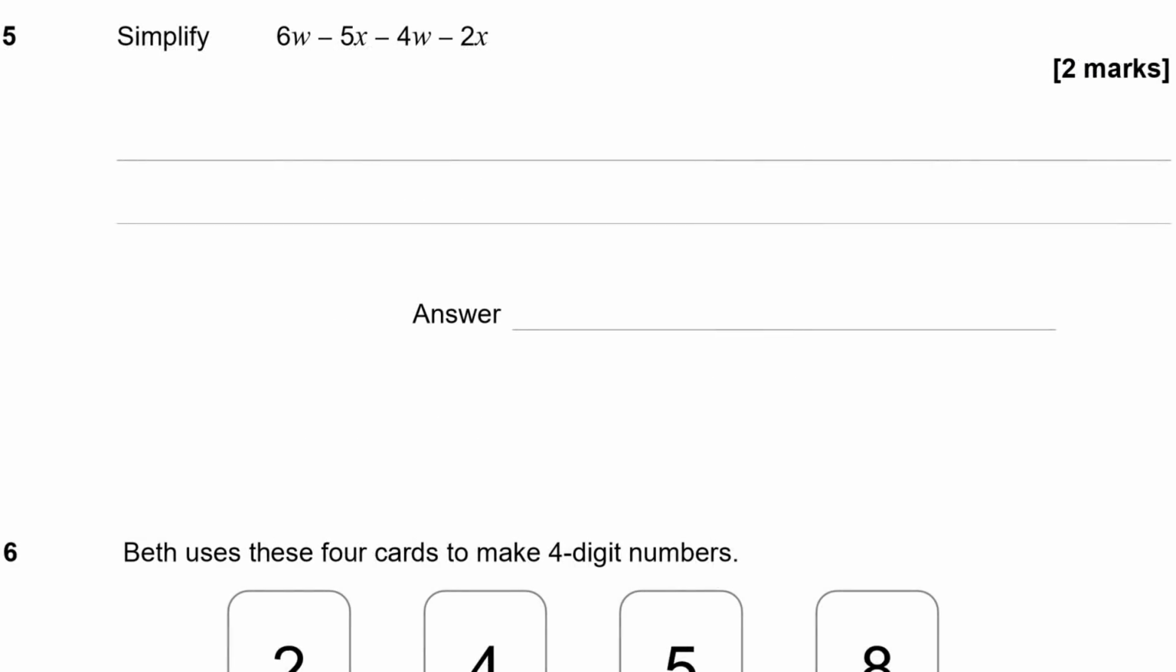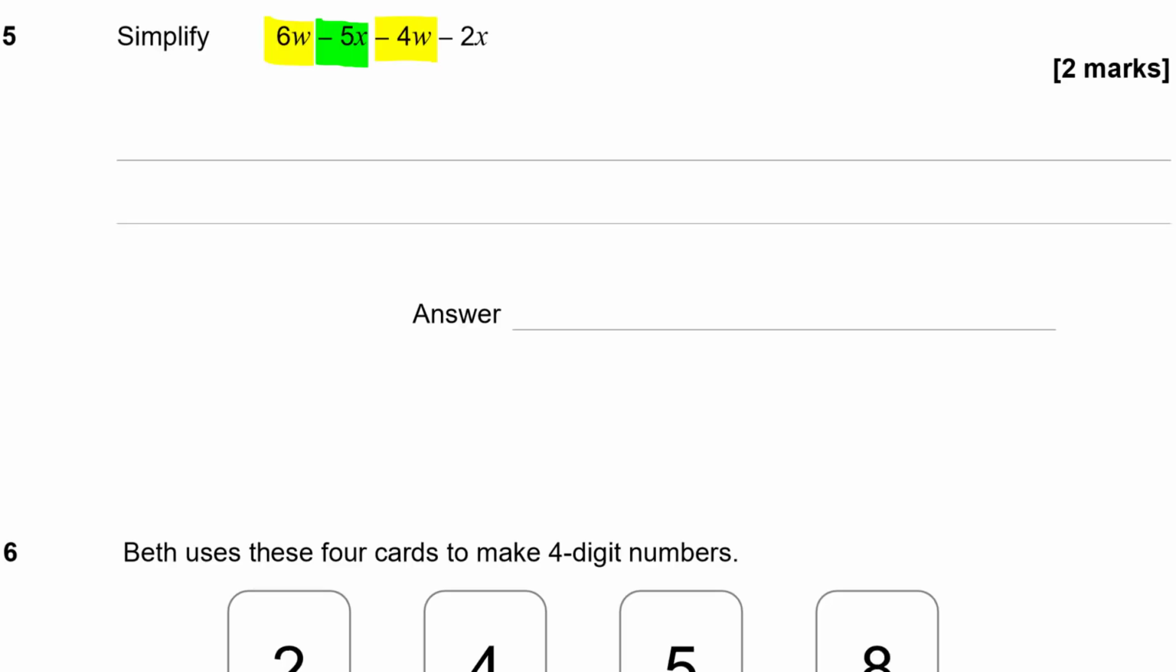Question 5. Simplify 6w minus 5x minus 4w minus 2x. Okay, so here we need to collect like terms. We've got terms in w, which I'm going to highlight in yellow, and we have terms in x, which I'm going to highlight in green.